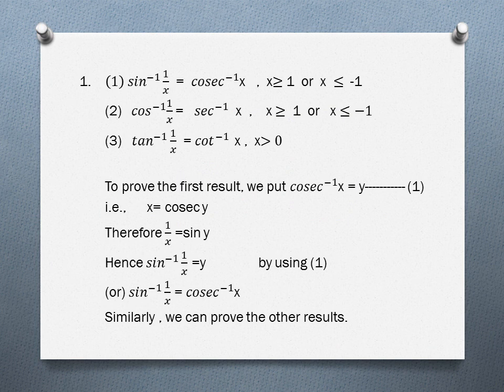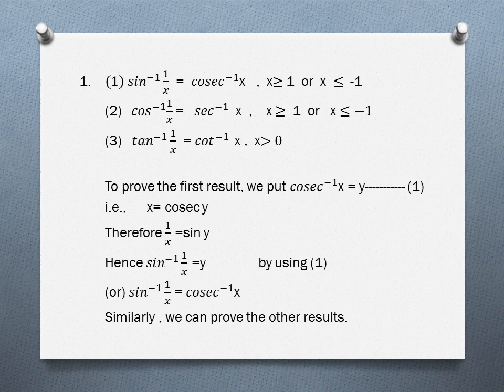The domain should be x greater than or equal to 1 or x less than or equal to minus 1. Second one: cos inverse of 1 by x is equal to secant inverse of x. The domain should be x greater than or equal to 1 or x less than or equal to minus 1. Third one is tan inverse of 1 by x is equal to cot inverse of x. The domain should be x greater than 0.